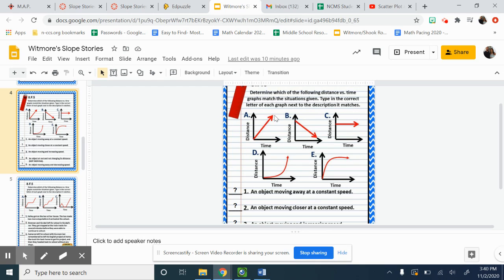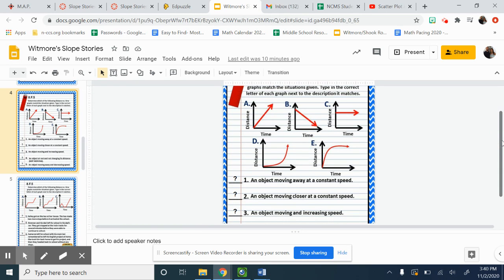2, an object is moving closer at a constant speed. So if it's getting closer to you, that's going to have a negative slope based on the distance. It's moving closer to you, so number 2 would be B. 3 says an object is moving and increasing the speed. So an object that is moving and increasing the speed would be D, because if you notice, your distance and all, it goes farther and farther up. E would not be increasing because it starts to dwindle off at the end.